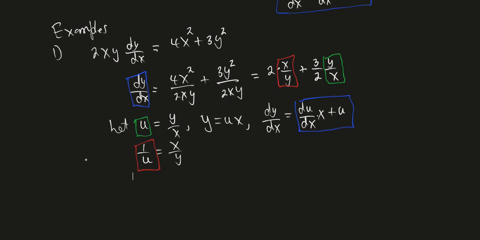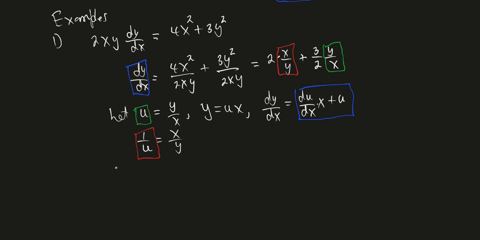So let's start and just write everything in terms of u and x. So I have du dx times x plus u, so that's this side. And then 2 times, instead of writing x over y, I'm just going to write 1 over u. And then finally, instead of writing the y over x, I'll write 1 over u. So I have 3 halves times 1 over u.